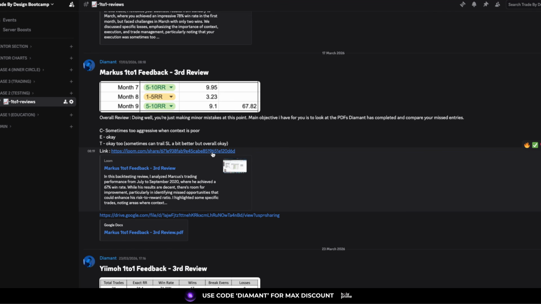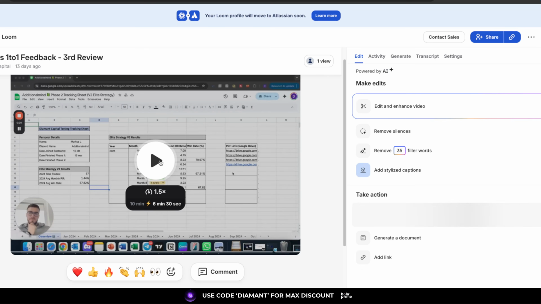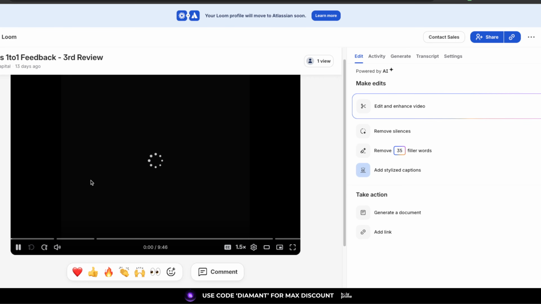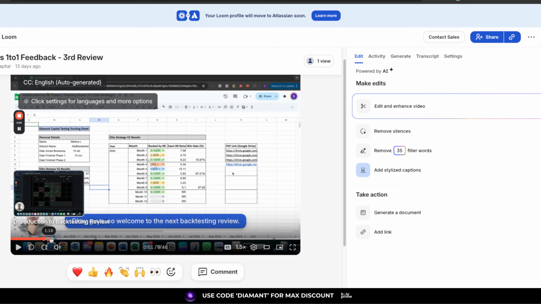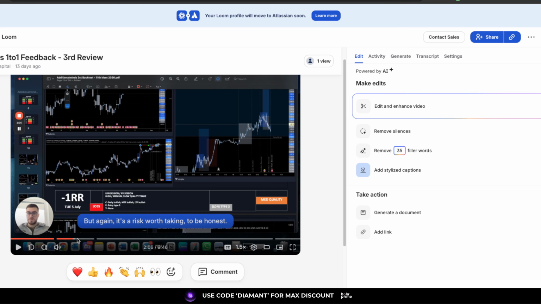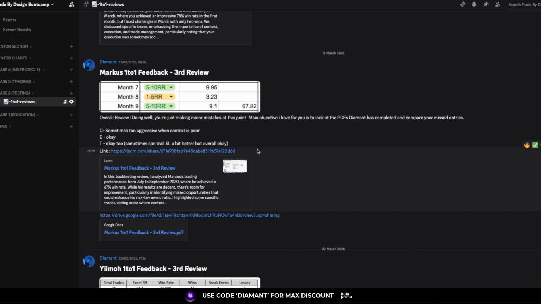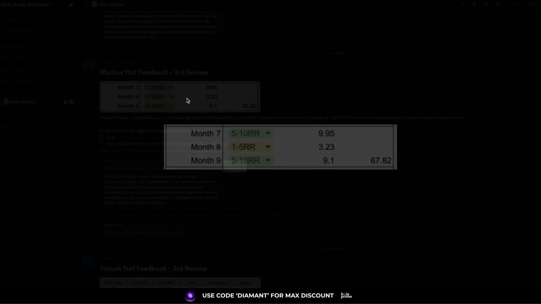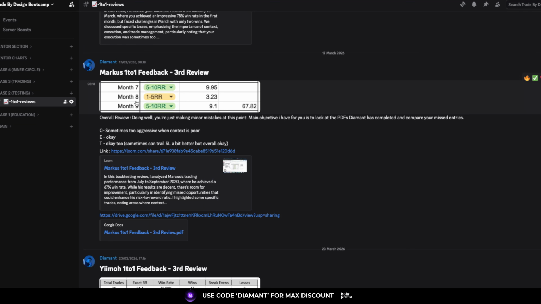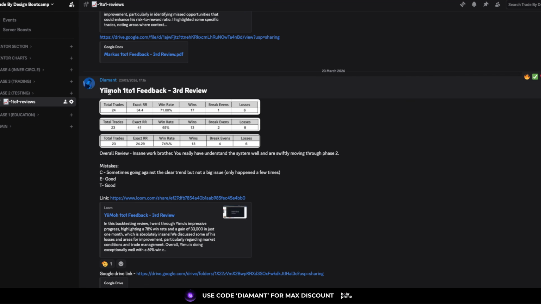Now with this, I've actually broken down his entire results and everything that he looked at. So you can see I basically just break it down step by step, every single trade one by one, really trying to iron out exactly what the details are of why he's not making any more improvements. The breakdown, very simple. He still had a lot of mistakes, which is why he wasn't hitting at least a 10 risk to reward mark. Now let's actually move on to Yimu.